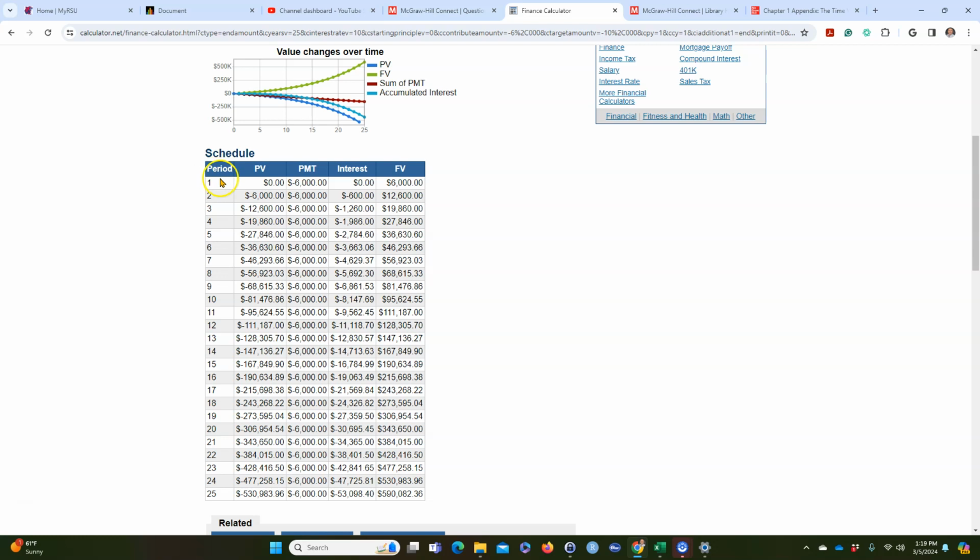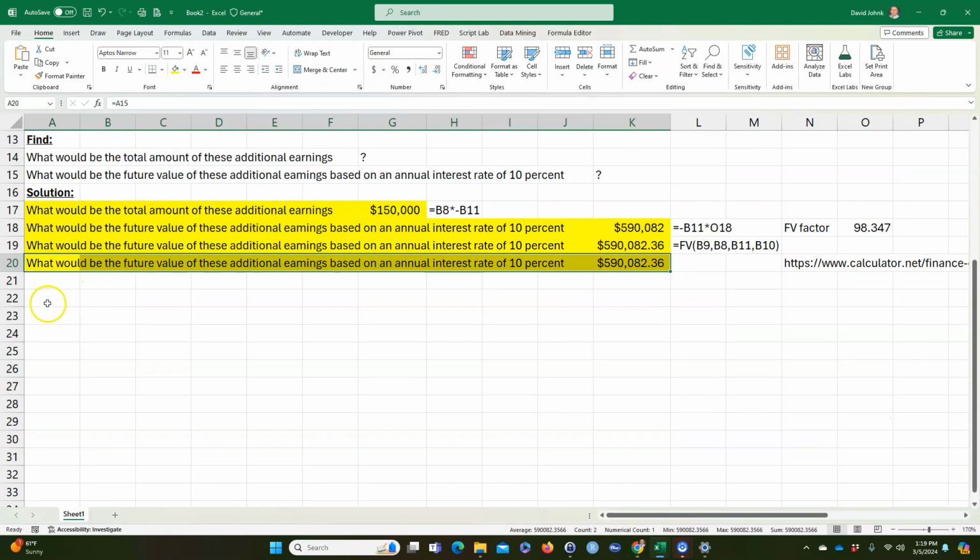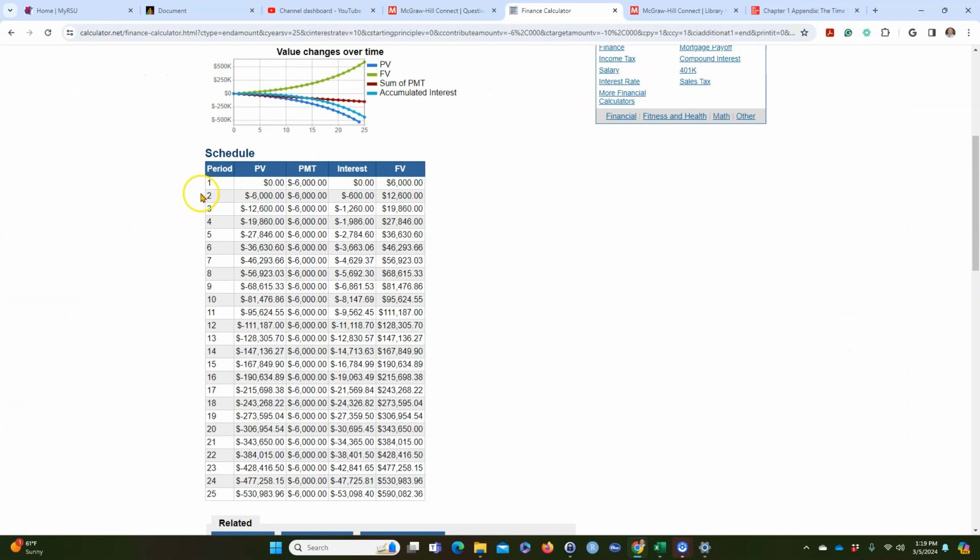So they're doing period, the present value, the payment, and the interest, and the future value, right? So they're assuming this goes in at the end of the year, right? So this first year, you're not getting any interest. So let's just show you how to do that in Excel. So again, we're going to do period. We could say year, right? Year, present value, payment, interest, future value.